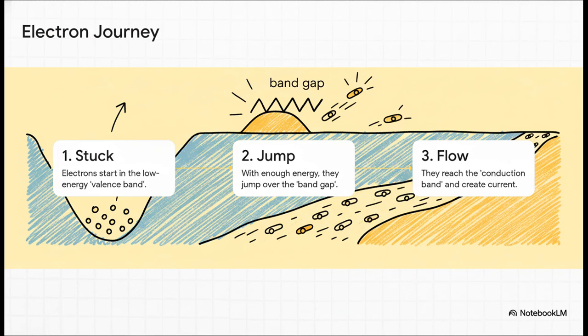So, inside a semiconductor, electrons are just kind of hanging out in this low-energy state we call the valence band. You can imagine them stuck down in a valley. Now, to get moving and actually create electricity, they need a little boost of energy to jump over a hill, a barrier we call the band gap, and get to the conduction band on the other side. Once they make that jump, boom, they're free to flow and create a current.